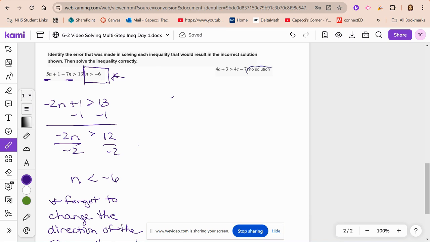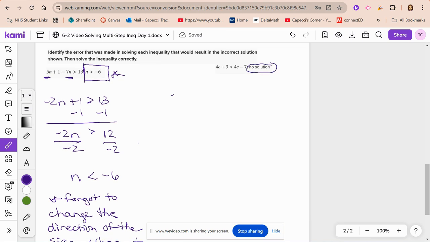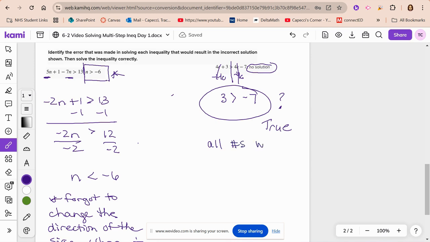The next one says there are no solutions. So we have to figure out what that means. So here's my wall. I'm going to move my variables to the left-hand side, and I can see that it zeroes out right away. So I have 3 is greater than negative 7. So this kind of just brings up an interesting point. There's no x there, right? So is 3 greater than negative 7? Is that a true statement? Yes, that is. So what that means is all values will work. All numbers will work.